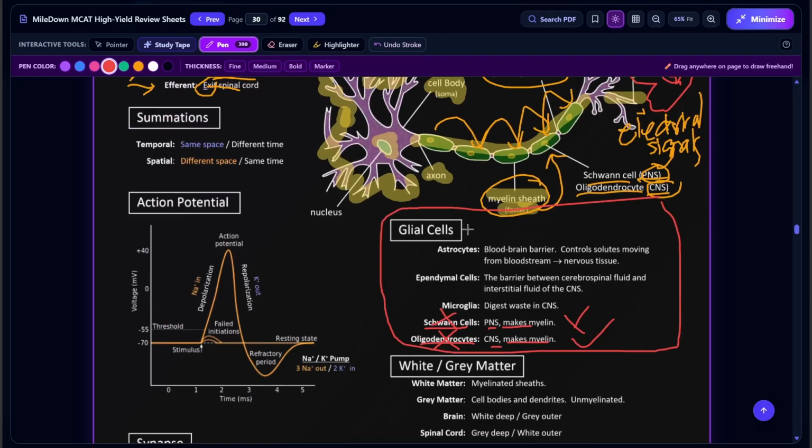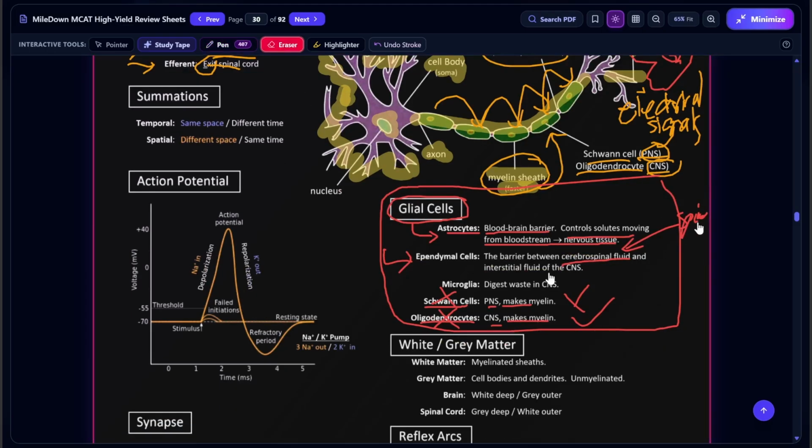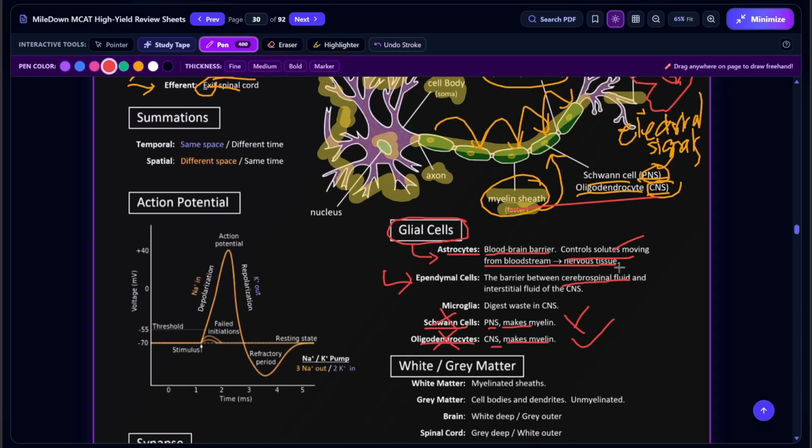And then you have other cells in your nervous system, glial cells, and so you have astrocytes, which form the blood-brain barrier and control solutes moving from the bloodstream to nervous tissue. You have ependymal cells. This is just pure straight memory at this point, which is the barrier between cerebrospinal fluid, the fluid in your spine. Sorry, not in your spine. You also have cerebrospinal fluid, not just in your spine, but yeah, cerebrospinal fluid and interstitial fluid of the CNS.